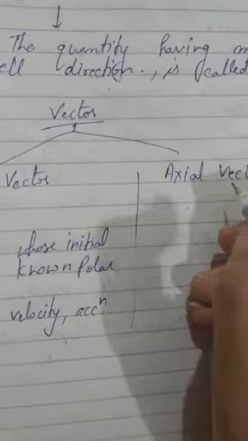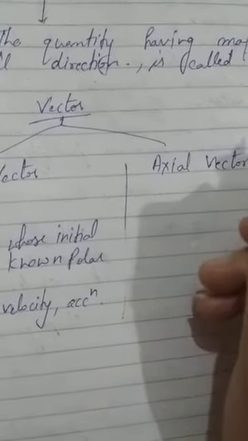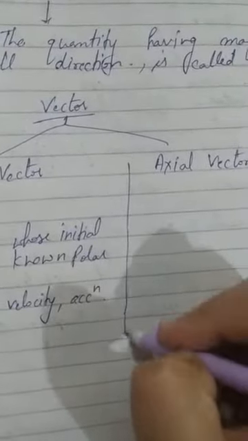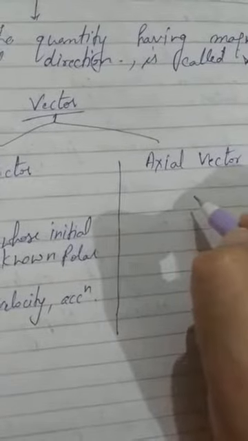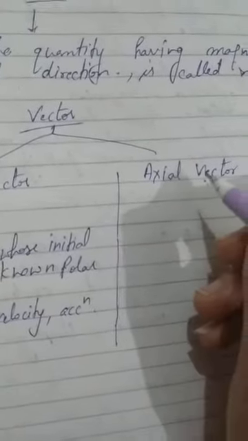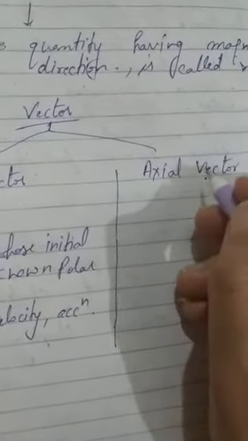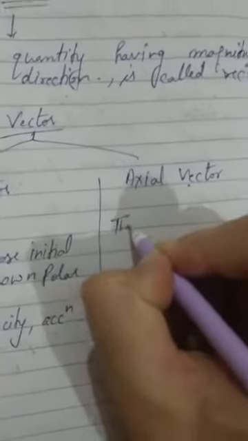And axial vectors are those vectors having a rotational effect with an axis of rotation, in which the action of the rotational effect is present. That will be an axial vector. For example, angular velocity and angular momentum are axial vectors.